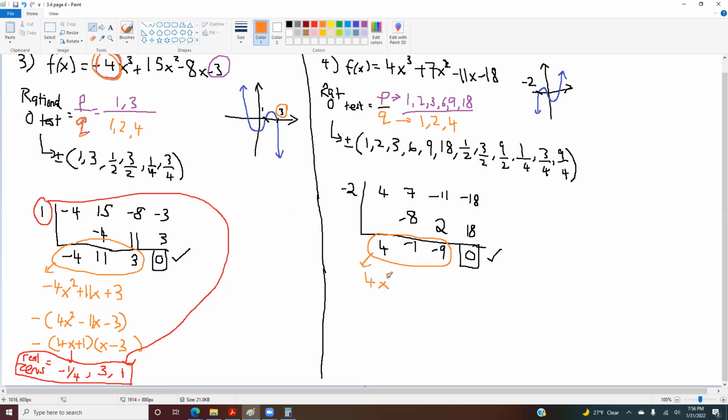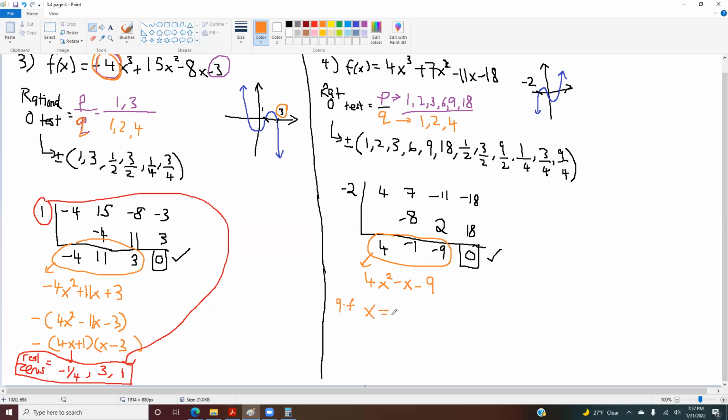So we got 4x squared minus x minus 9. Okay. And again, usually we can factor here. But if you try to factor in this case, you will notice that this quadratic is not factorable, like what we did before in question 1, 2, or 3. So in order for us to find your other zeros in this case, you have to use your quadratic formula.